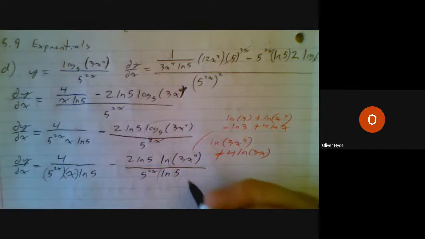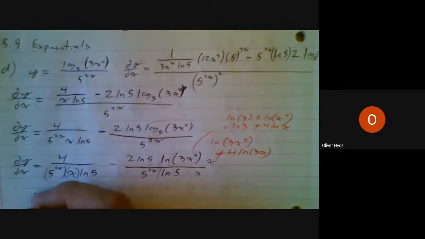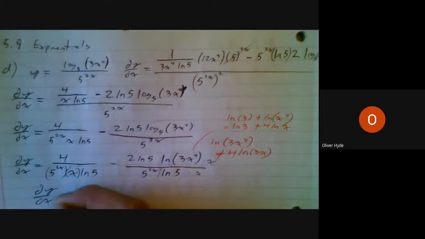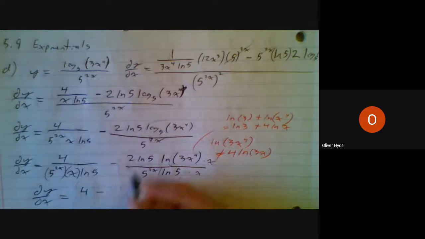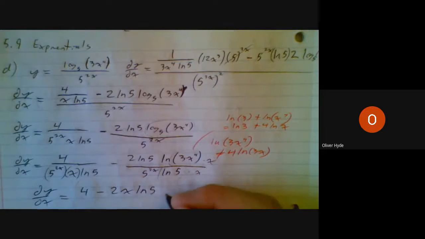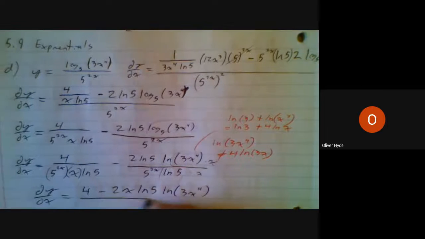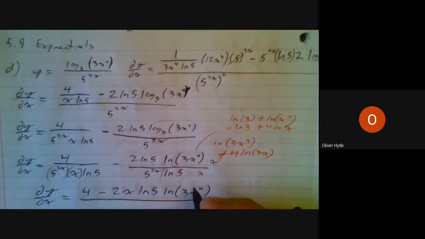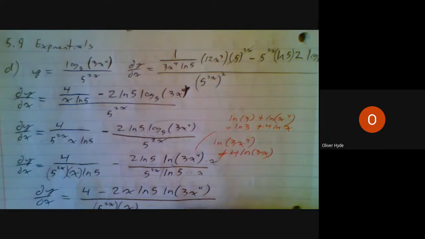To tidy this up then, I will find a common denominator by multiplying by 1 in the format of x over x. And I get dy by dx equals, where is my line? 4 minus, I'm going to put the x next to the 2 times x times the natural logarithm of 5 multiplied by the natural logarithm of 3x to the exponent 4, all over, how did I write the denominator? I guess I wrote it 5 to the exponent 2x, although I'm going to put in more brackets, times x multiplied by the natural logarithm of 5.